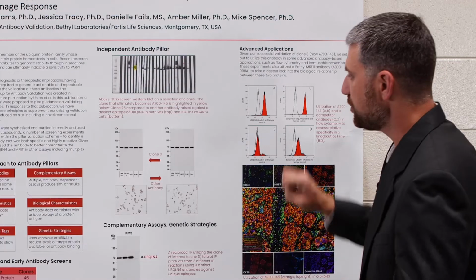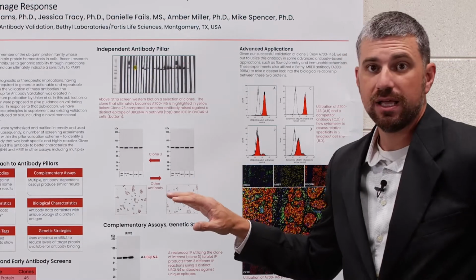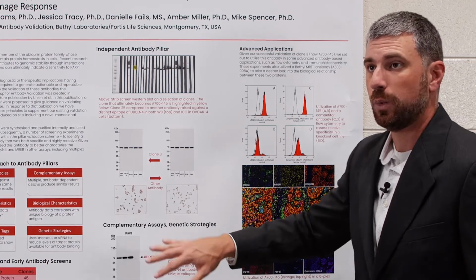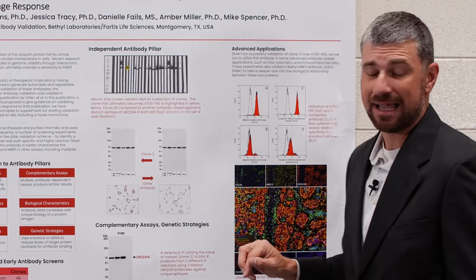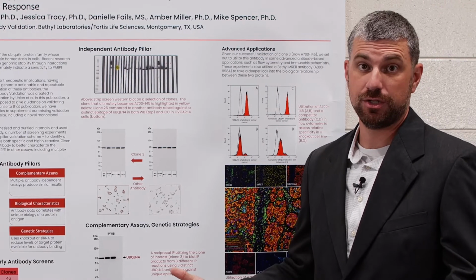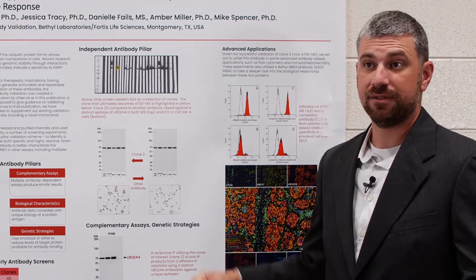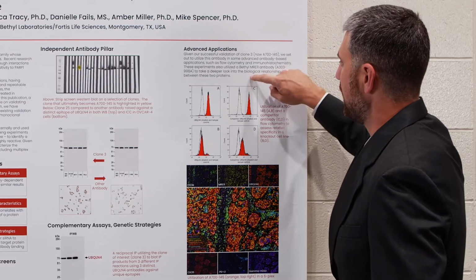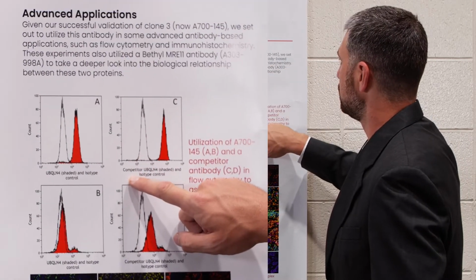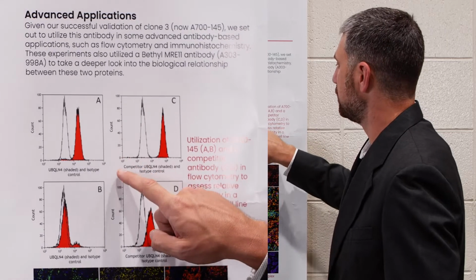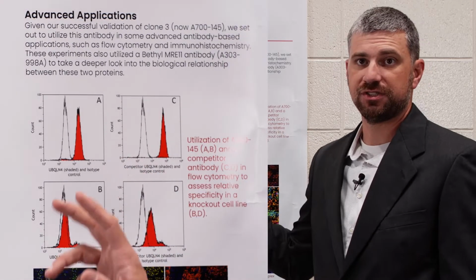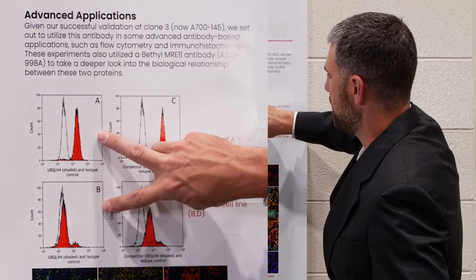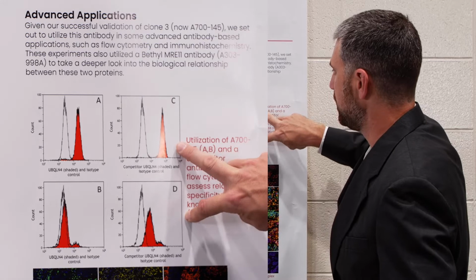So once we have used those pillars to establish specificity and that this clone is what we say it is, we moved into what we would call some more advanced applications just to see what this could do in a more broad set of experiments. So we took A700-145 and applied it to OVCAR4 cells and looked at a wild type versus knockout flow cytometry experiment. And you can see our clone here compared to a competitor clone here.